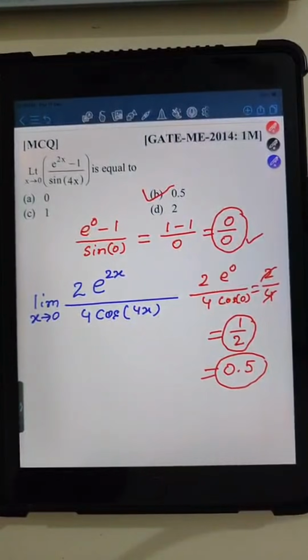No one has got the correct answer, I think. So any difficulty in this question, let me know in the comment box. I will elaborate once more. If you have any doubt in this particular problem, you can comment down and I will elaborate one more time. I have used L'Hospital rule. I have differentiated the numerator part and denominator part individually, separately, right?